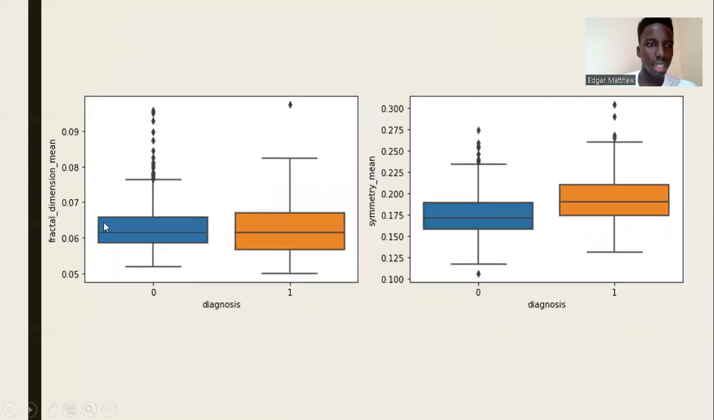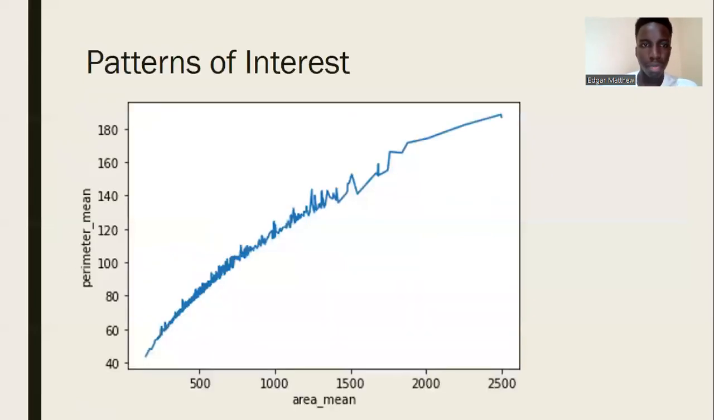On the other hand, the fractal dimension mean and symmetry mean are still showing the inverse relationship, showing that when the cells are non-cancerous, the interquartile ranges are fairly equal to those that are cancerous, and there isn't much distinction between the maximums and the minimums, further showing their inverse relationship.